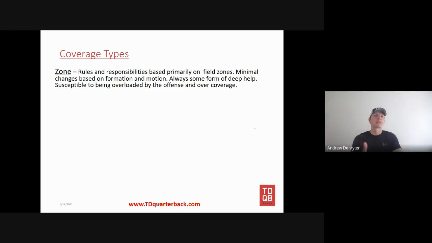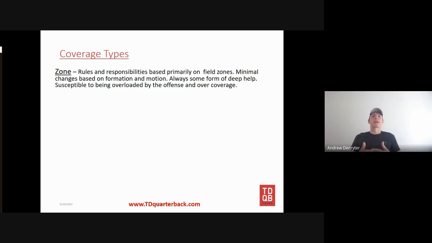Things we want to know is that the defense is susceptible to being overloaded by the offense, and they're susceptible to over-covering an area of the field. You'll hear defensive coaches yelling at practice, "Don't cover grass." They don't want their defensive players covering grass. They want them moving, finding places where the offense is located. They don't want guys standing around covering nobody.